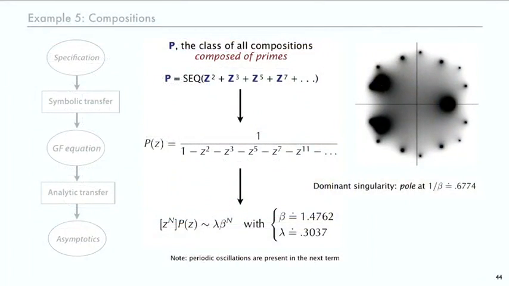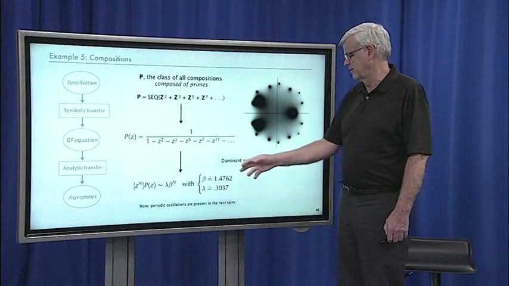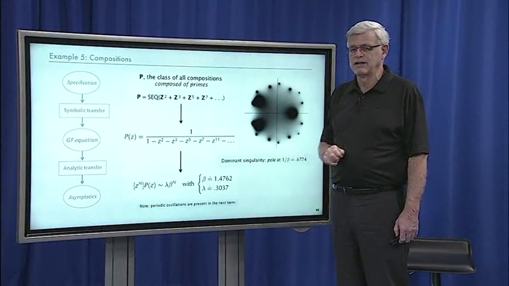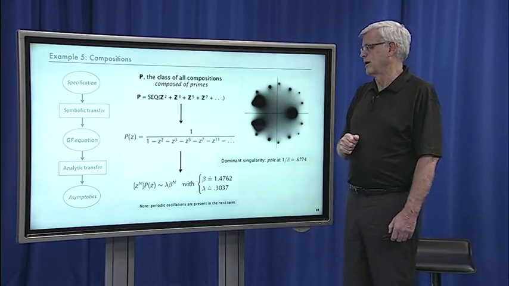And that immediately gives the coefficient and the exponential growth. And again, as with many of these problems, there's going to be some periodic oscillations in next terms, but still it's going to give a quite accurate estimate. So that's compositions composed of primes.